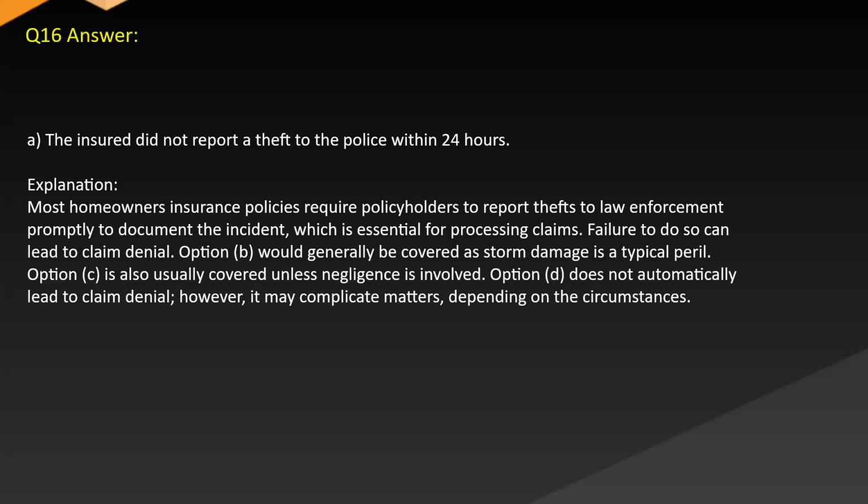Option B would generally be covered as storm damages, a typical peril. Option C is also usually covered unless negligence is involved. Option D does not automatically lead to claim denial, however, it may complicate matters depending on the circumstances.